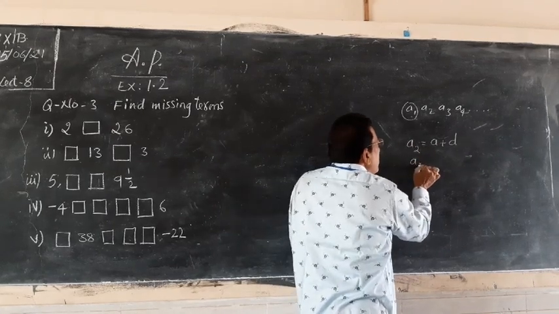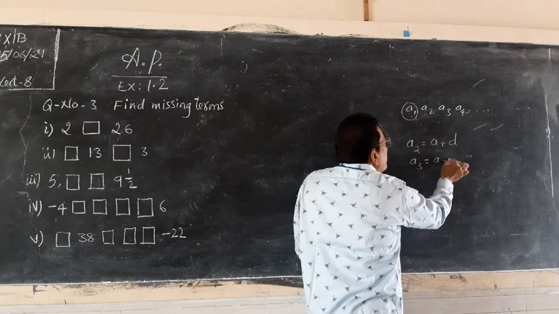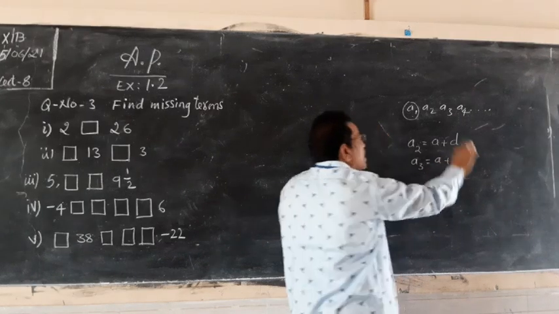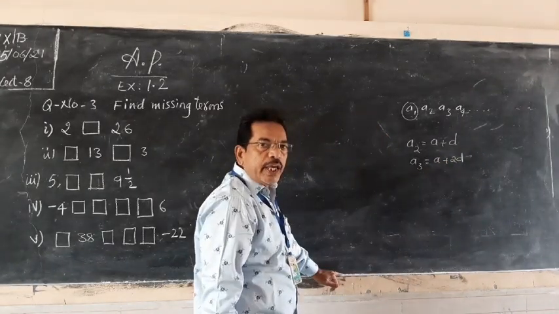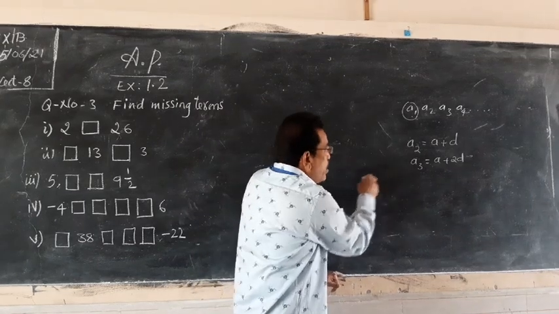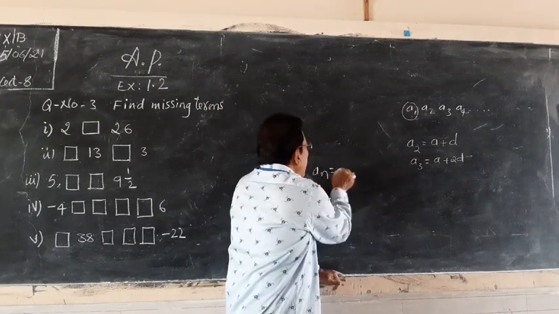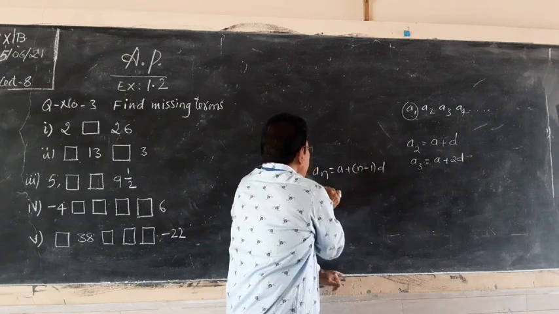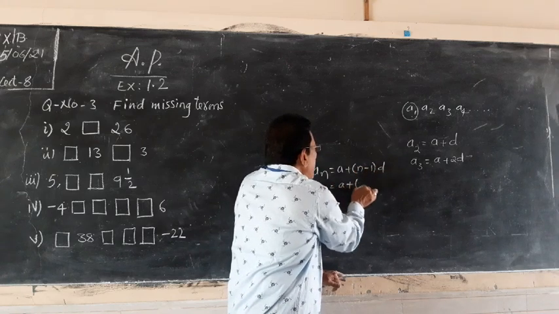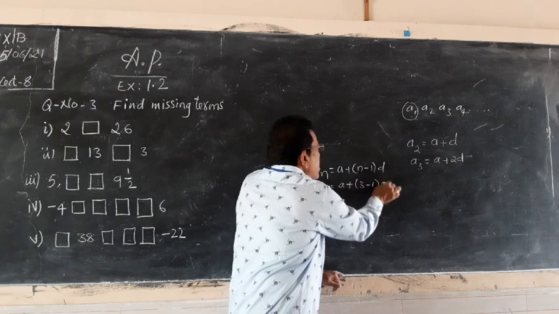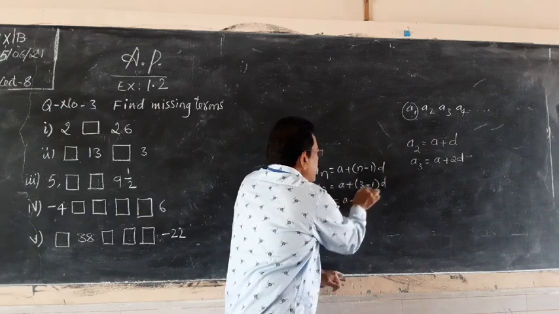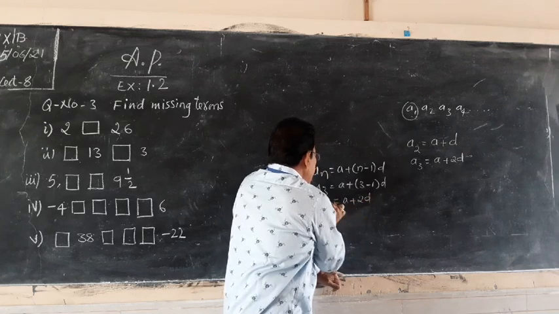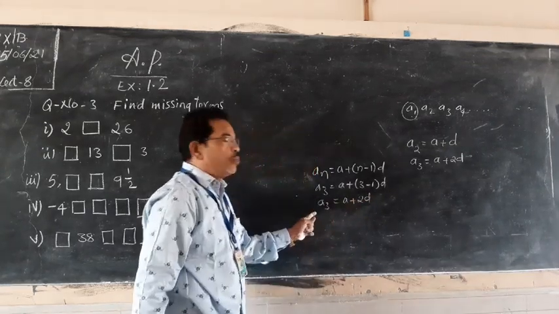Then what is the meaning of A3? A plus 2D. How do we get this one? By using An equals A plus (n minus 1) into D. That is A3 equals A plus (3 minus 1) into D, A plus 3 minus 1 is 2D. That is, A3 is A plus 2D.